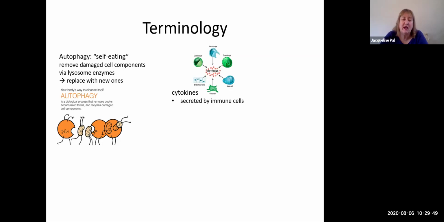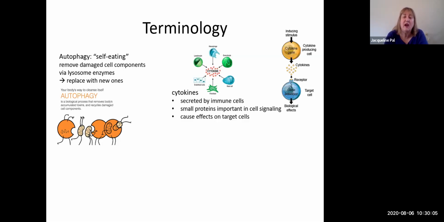But a big term to understand is the term cytokines. Now, you may have heard cytokine storm with the COVID-19 disease. And cytokines basically are proteins that are secreted by all kinds of immune cells. And they're very important. They cannot cross the plasma membrane to get into other cells, but they each have specific cells and they bind to receptors on those cells.